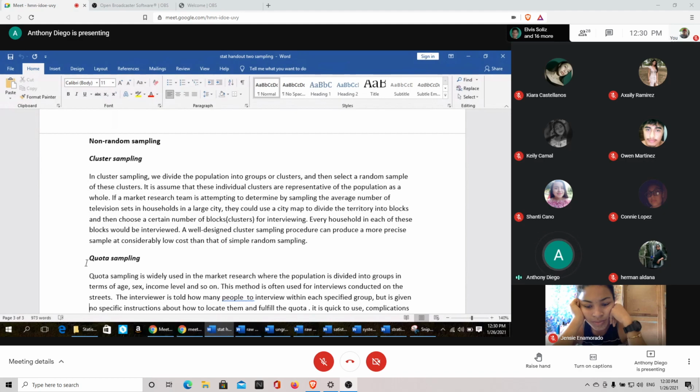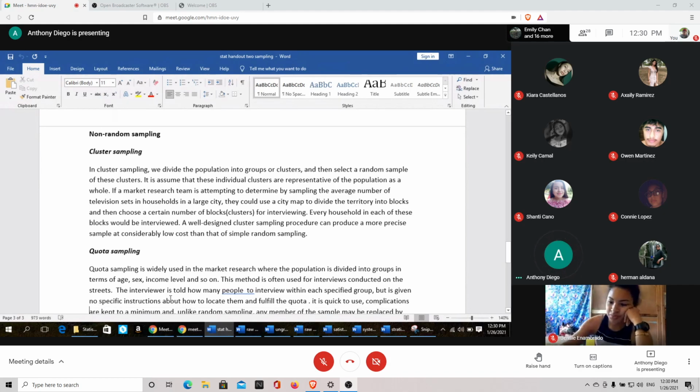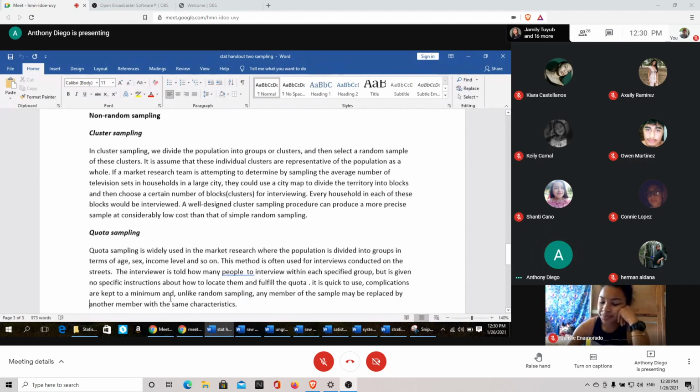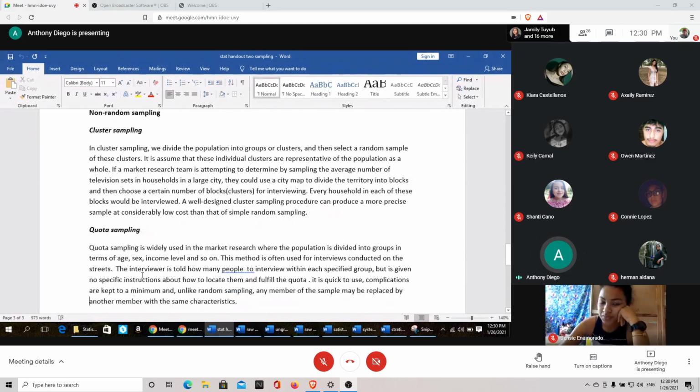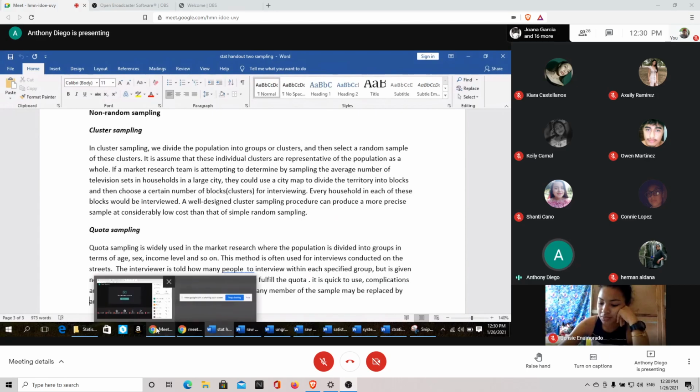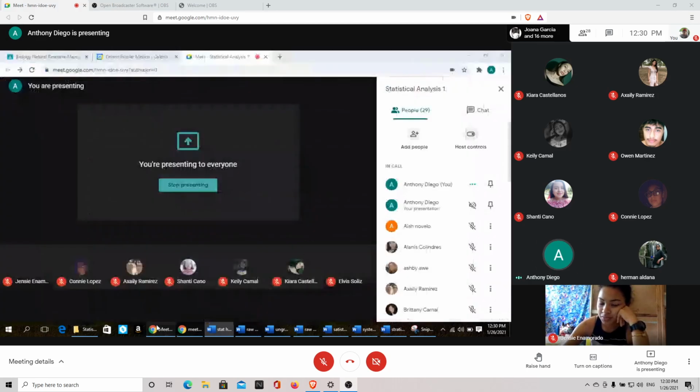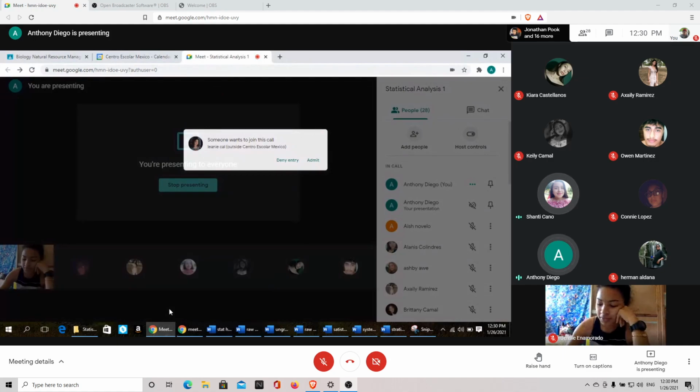Are there any questions based here on quota and cluster? You could read this on your own. I already explained the major differences that are there. Are there any questions? No, sir.